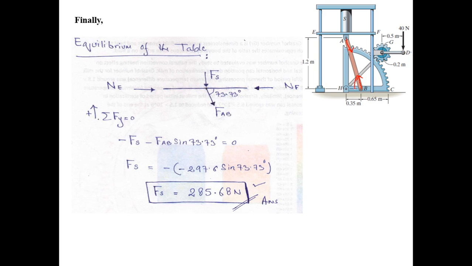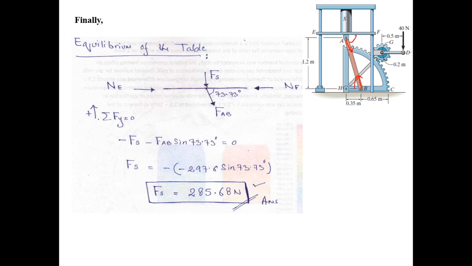So these two angles are actually the same, 73.73, right? And then if this table is going to exert a force on this cylinder S, then this cylinder will also exert an equal and opposite force on the table. So that force is actually the force that we want to find.